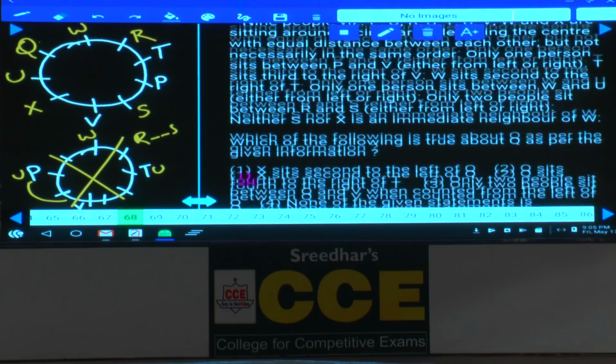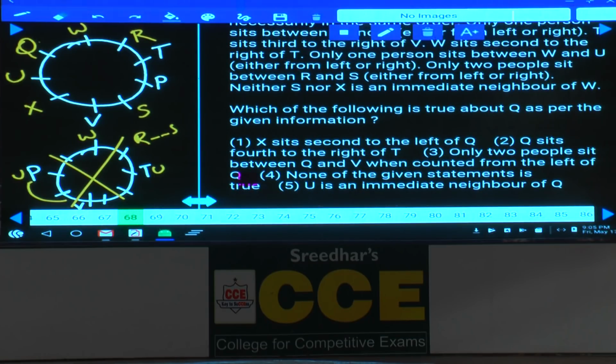Then 68, which of the following is true about Q as per the given information? X sits second to the left of Q, that is false because X is seated second to the right. And Q sits fourth to the right of T. Q is fourth to the right of T, that is again false.